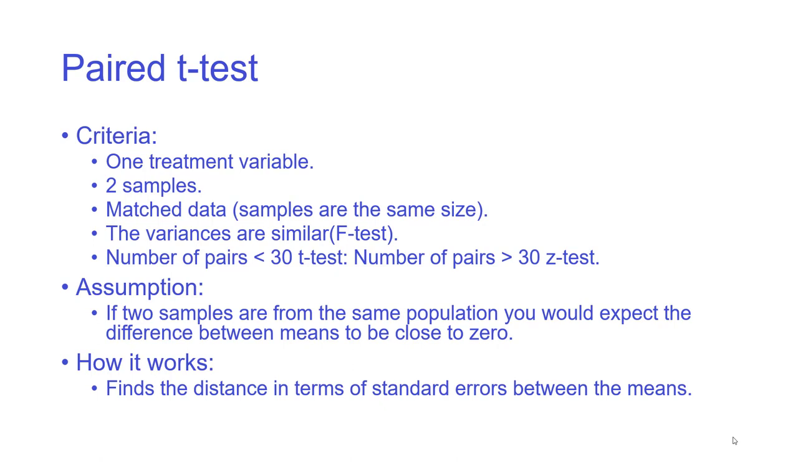If the two samples are from the same population, you'd expect the difference in means to be close to zero. So that means if the treatment is having no effect, so it's not changing the population at all, then the mean difference will be zero. You find the distance between the before and after as a ratio of the standard errors between the means.